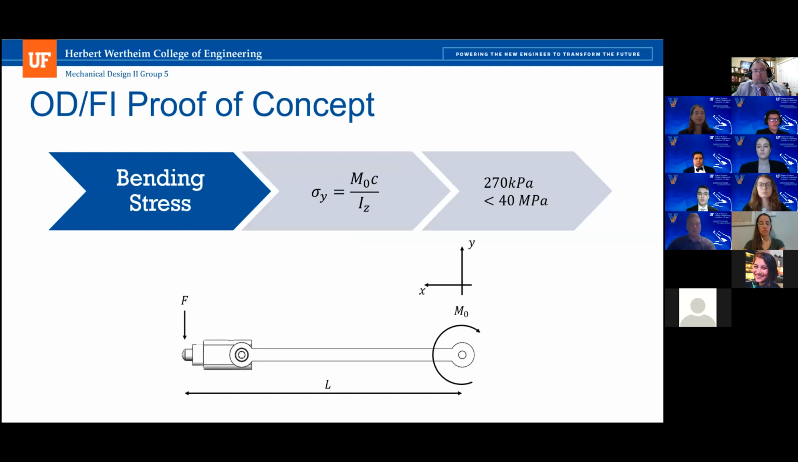Finally, because we have a force and a moment applied to this arm, we wanted to ensure that the material that we chose earlier, polypropylene, would not yield under these stresses. Performing a pure bending assumption on this beam and taking a cross section, we were able to determine that the maximum tensile stress under this static loading would be 270 kilopascals, which is much lower than the 40 megapascal yield strength of polypropylene.